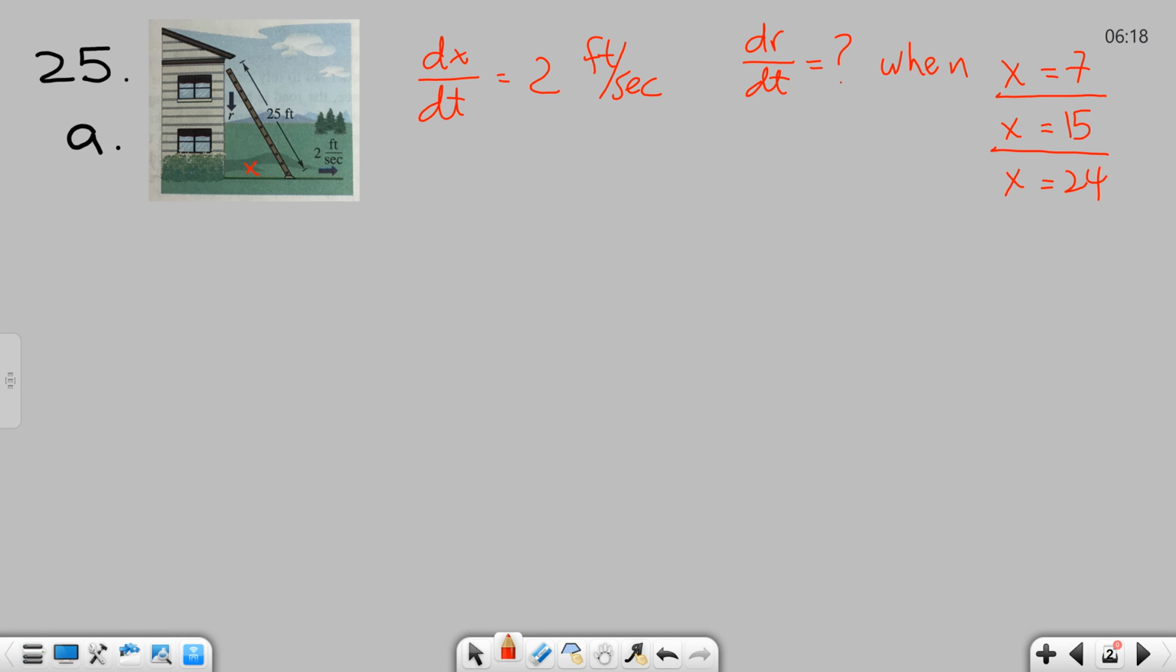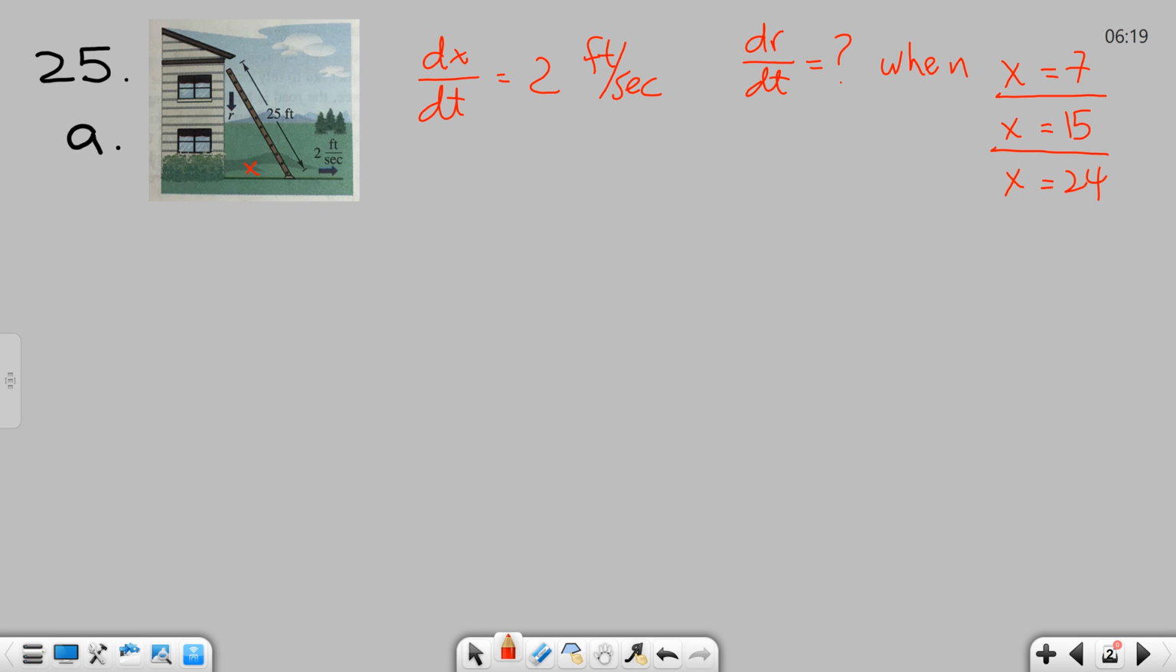Okay, here we've got a stereotypical ladder problem. Ladder leaning against the building. The ladder is 25 feet long. The vertical distance is labeled as R. I labeled the horizontal distance as X. And the bottom of the ladder is sliding out at a rate of 2 feet per second.